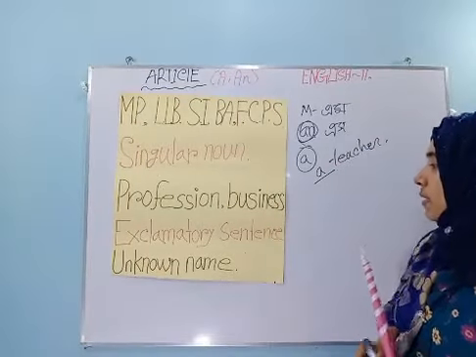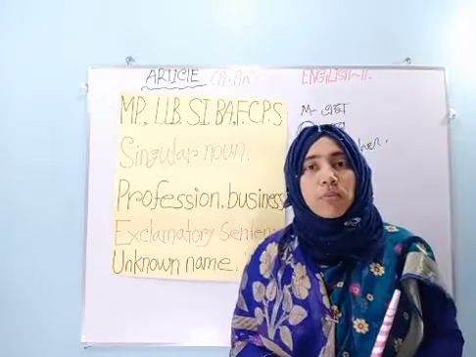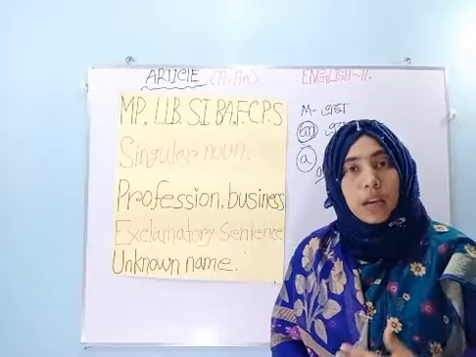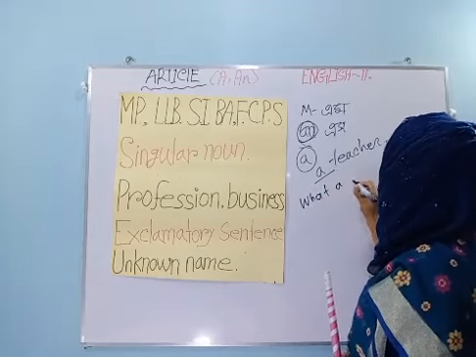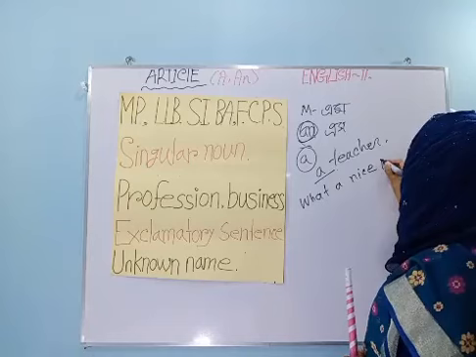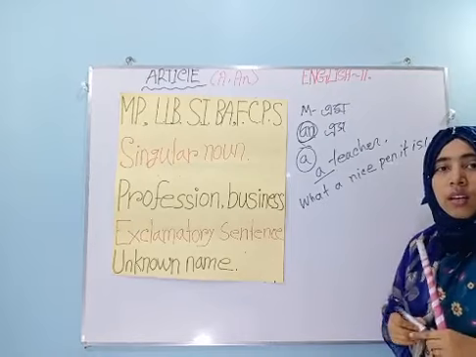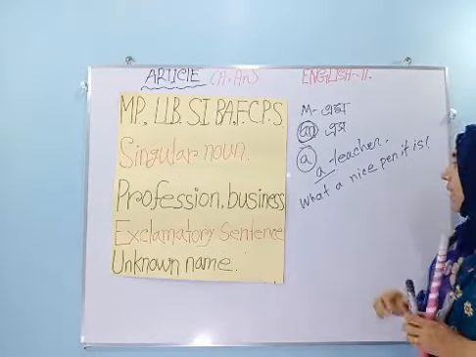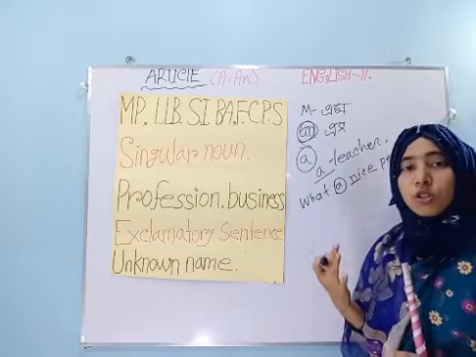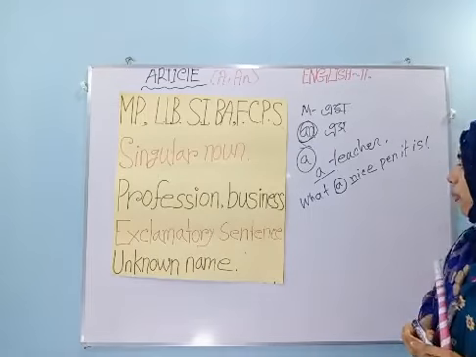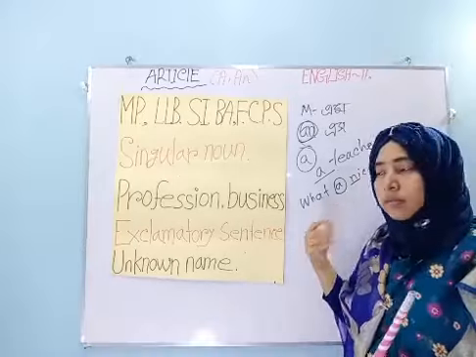Okay, and then you see exclamatory sentence. Sometimes for an exclamatory sentence, you have to use article a or an. But how? Okay, you can write, what a nice pen it is. This is actually an exclamatory sentence. And here you are using article a, because here n is a consonant sound. So for an exclamatory sentence, you will use article a or an.